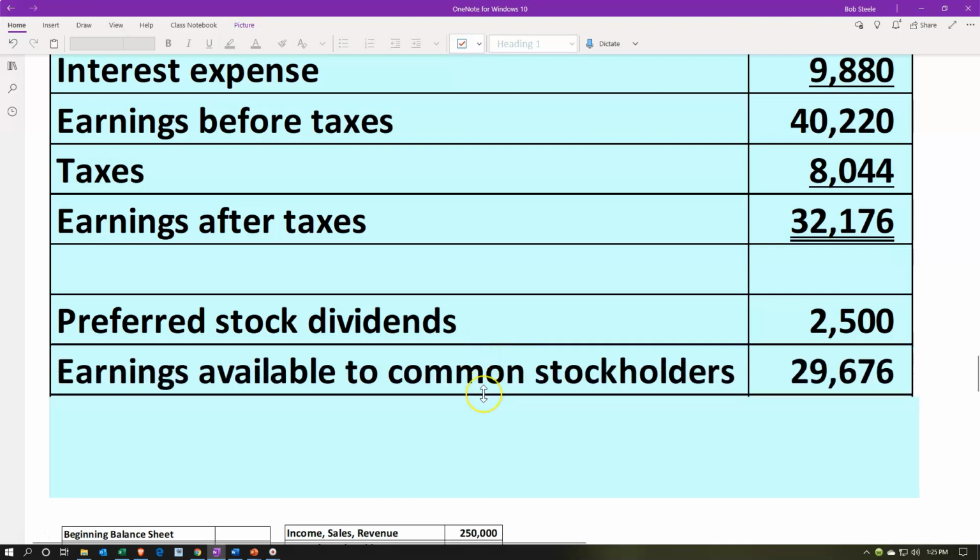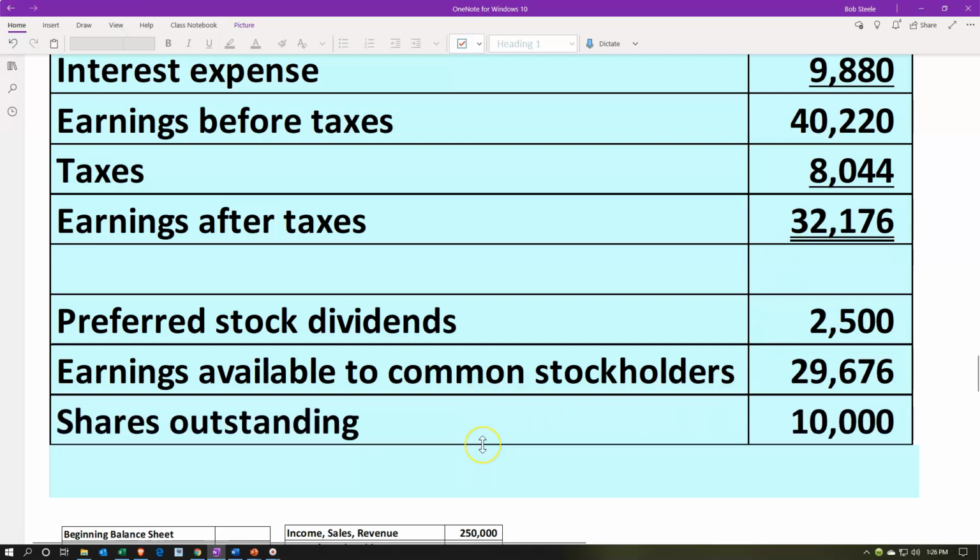So that's going to be the $2,500 that we will subtract out. $32,176 minus the $2,500 gives us the amount that would be available for the common stockholders, $29,676. Then we're going to divide that by the shares outstanding. The shares outstanding do not represent the number of shareholders, but the number of shares. One shareholder may have multiple shares. These are standard units, kind of like dollars are standard units that create value. These are standard units of ownership of the company.